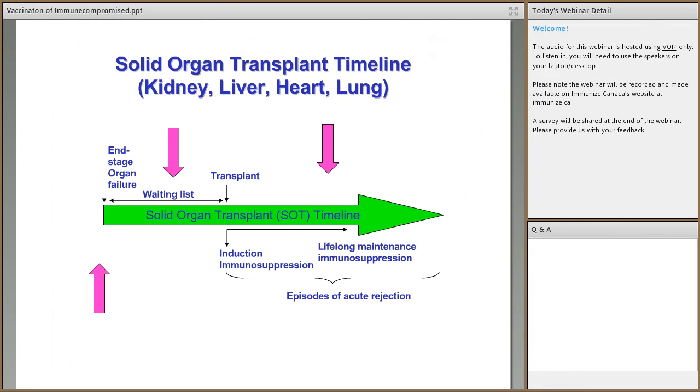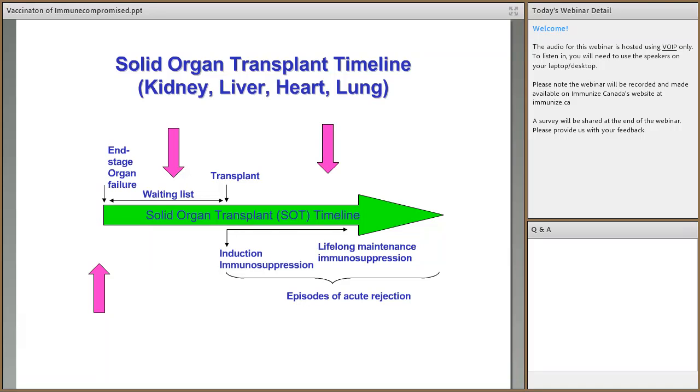So now I'll move on to some transplant-related vaccine items. I'll first talk about solid organ transplantation. Solid organ transplant recipients include your kidney, liver, heart, lung transplant patients. And kidney is the most common type of transplant, so you may actually see these patients in your clinics for vaccination. So it's important to recognize the timeline of what solid organ transplant patients go through.